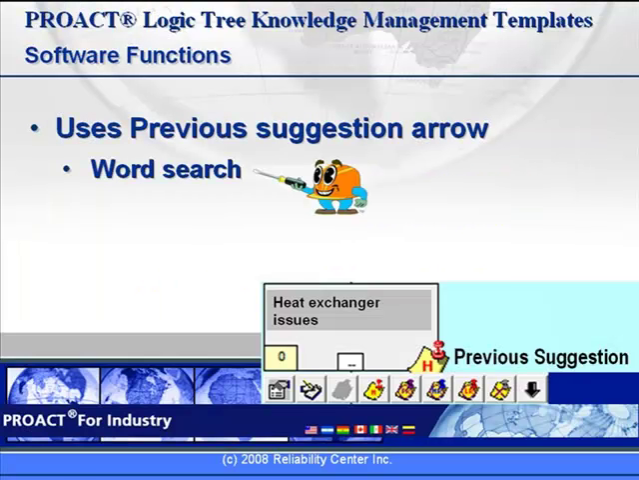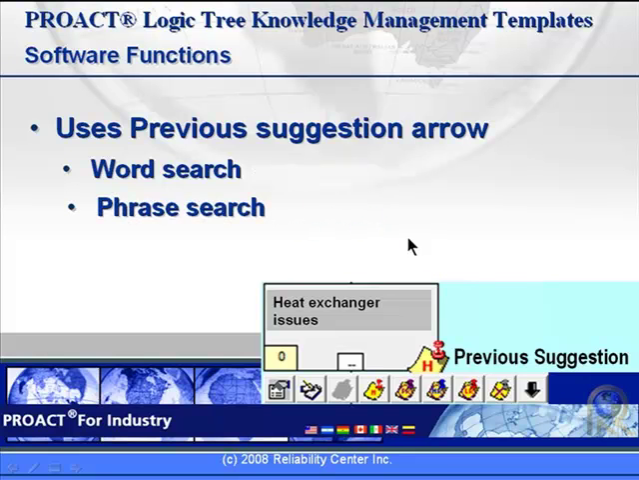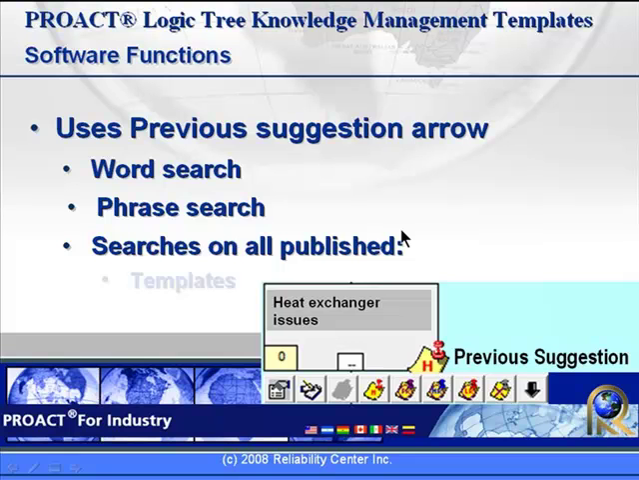How does the software work? Well, it uses the previous suggestion arrow, which is right here, which is on the toolbar underneath each hypothesis box in the logic tree. So, for example, you see the words heat exchanger issue. The software can automatically search on just the word or the entire phrase. And the software will search all published templates and analyses that you have already published within your desktop copy or your network version of the software. If it finds related information in any of those templates or analyses, it will populate a drop-down list. So let's see how that works.